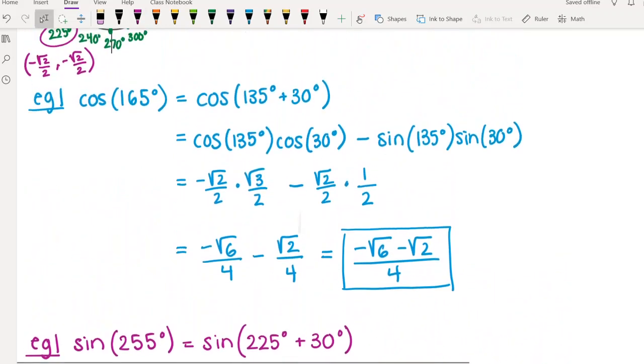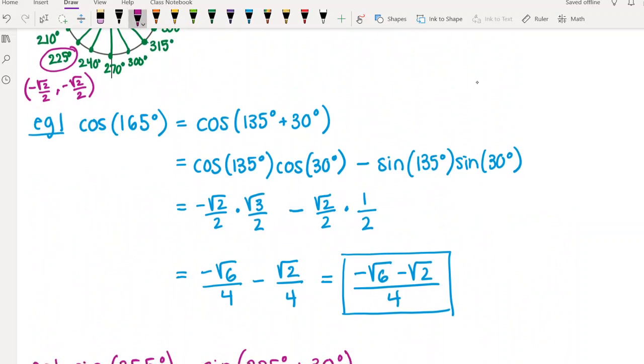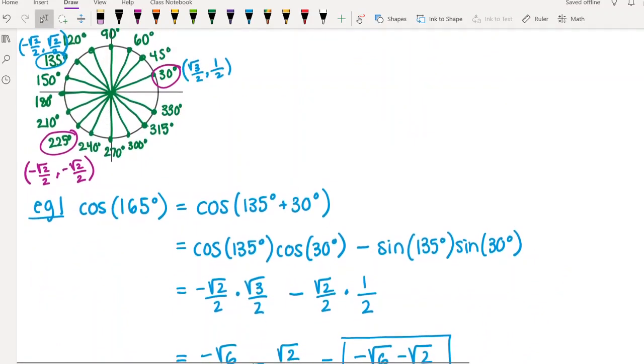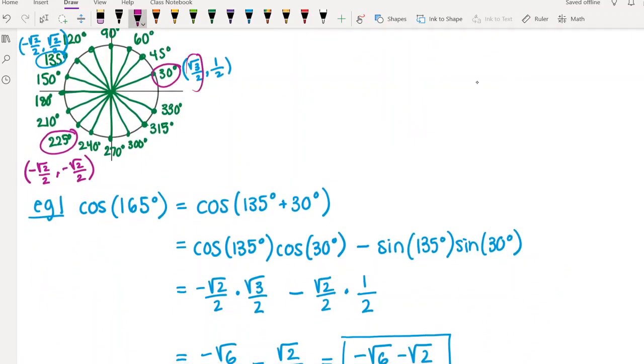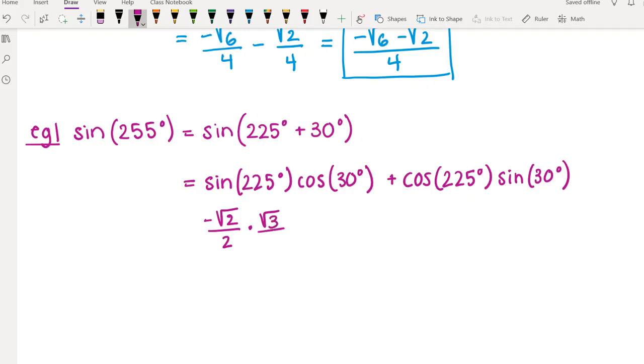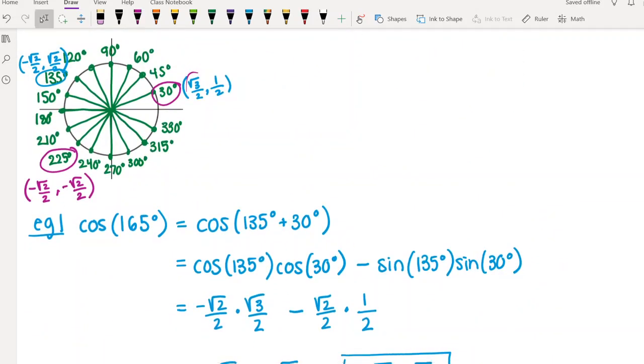Okay, so looking back at our picture, sine of 225 and cosine of 225 actually are both going to be negative root 2 over 2. So we're going to have negative root 2 over 2 for sine of 225, and then again later we'll put that in for cosine of 225. Cosine of 30 degrees is our x-coordinate, so it's square root of 3 over 2. And then cosine of 225, as we mentioned, is equal to negative root 2 over 2. And then sine of 30 degrees is our y-coordinate at our 30 degree angle, so that is equal to 1/2.